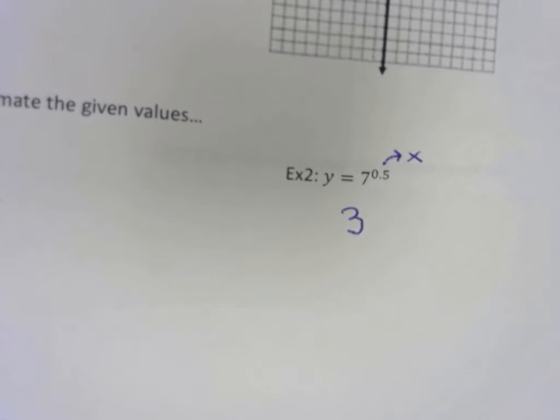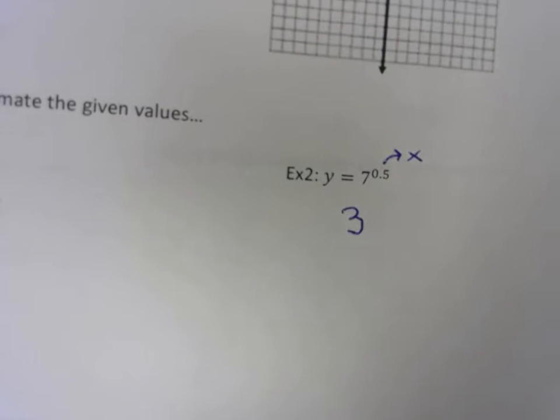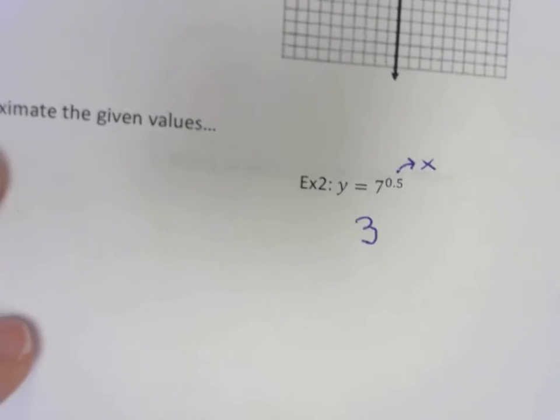Now if you plug that in your calculator real quick, let's see how close we got. What is 7 to the 0.5 power? 2.6, whatever, close enough. It's not going to be perfect. We're going to estimate, approximate. So that is 3. So you're going to go to where the x value is 0.5, follow it up to find what the y value looks like. It's going to be an estimate. It's not going to be perfect. Okay, any questions on that so far?